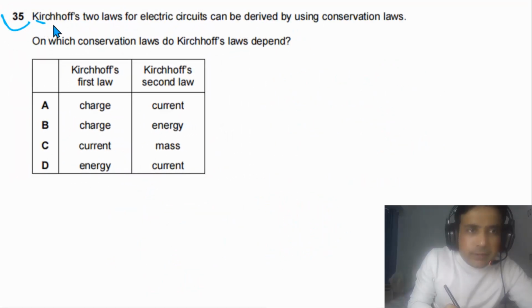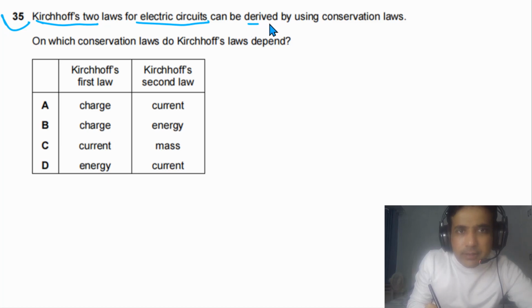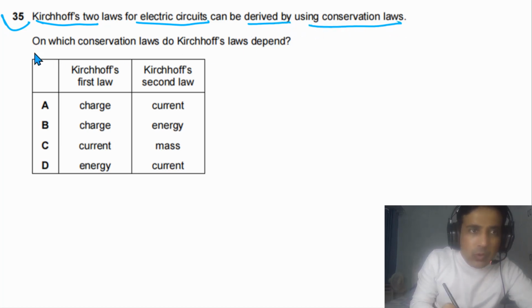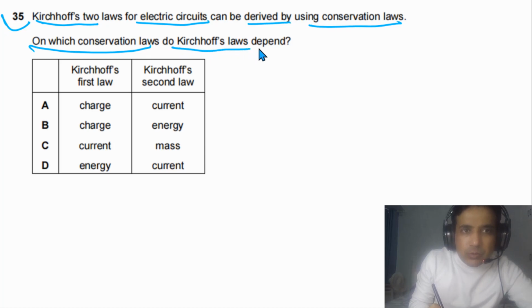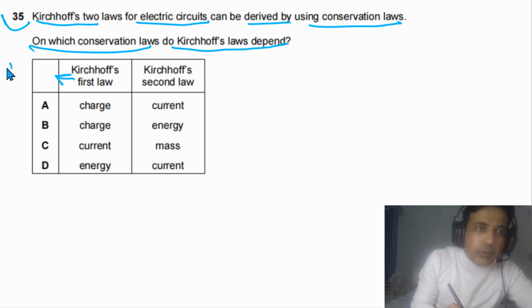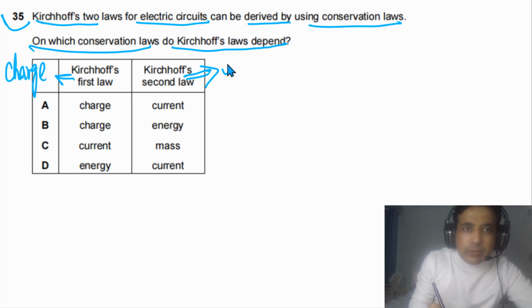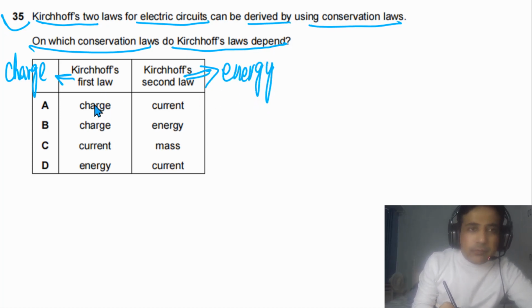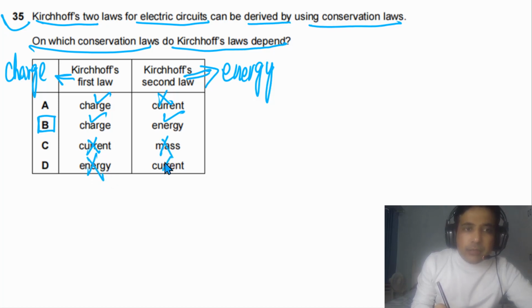Question 35 says Kirchhoff's two laws for electric circuits can be derived by using conservation laws. On which conservation laws do Kirchhoff's laws depend? We need to understand Kirchhoff's first law is based on conservation of charge, and the second law is based on conservation of energy. If you look at the given options, this one is correct, but this is incorrect. If you look at option B, this is correct, this is also correct. So the answer for this question is B. C cannot be the answer. D also cannot be the answer.